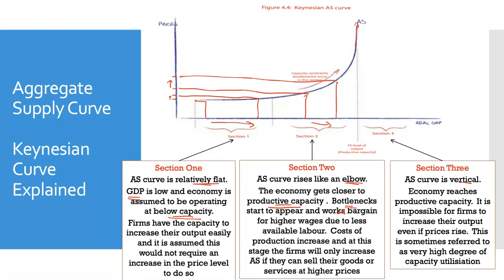The economy has reached its productive capacity. It is now impossible for firms to increase their output. So it is not possible to produce at this level. Even if the price rises significantly, and we can see a big price rise here, you can see that there is no change in the quantity that's been created because we haven't got the capacity. And hopefully that explains why we have a slightly different aggregate supply curve.